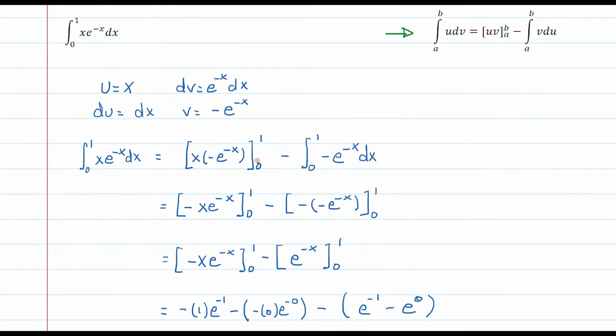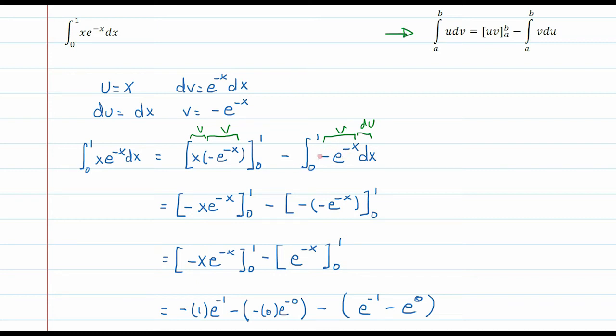And now let's begin by substituting stuff into our integration by parts formula. This is u times v evaluated from 0 to 1 minus the integral from 0 to 1 of v du. And what we're going to do in the next step is do a little bit of simplification so it's easy to read. x times negative e to the negative x simply becomes minus x e to the negative x.